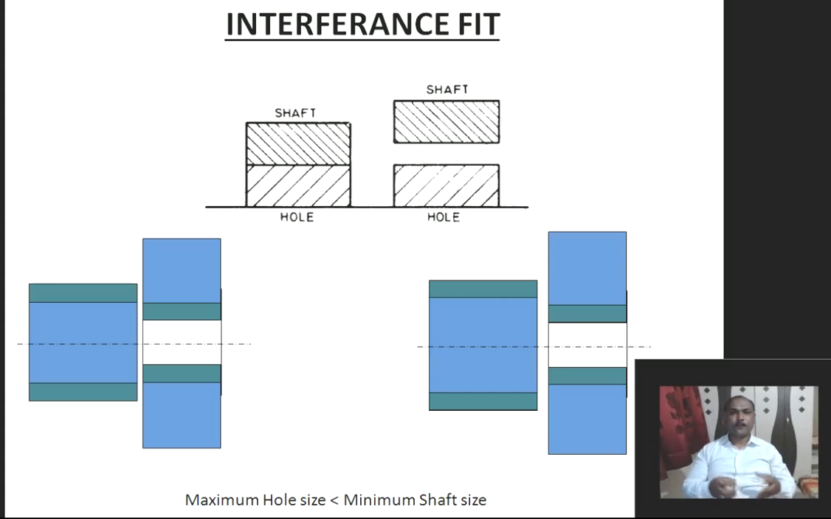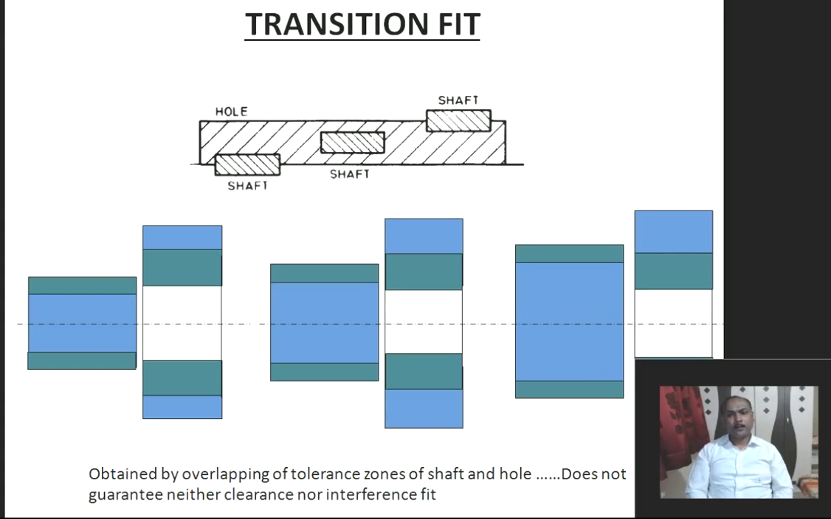So if you want to put a gear on a shaft, it is an interference fit, because if it is a clearance fit, then no motion or power transmission will take place. And the third type of fit, which is a very interesting fit, is called a transition fit. But this transition fit does not exist in practice. It will be either a clearance fit or an interference fit.